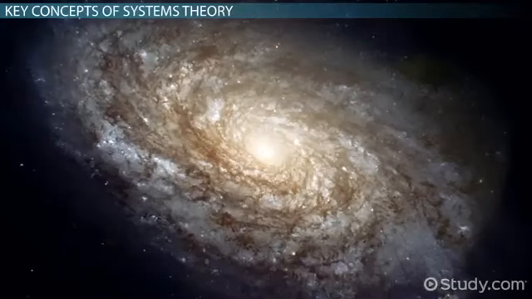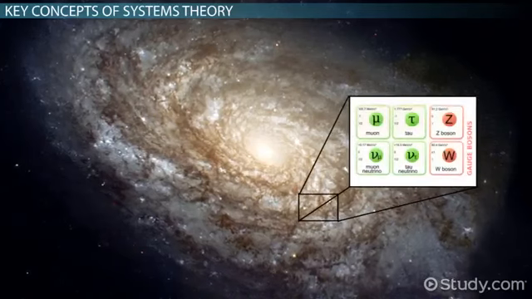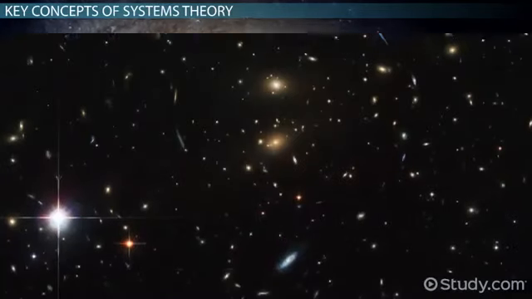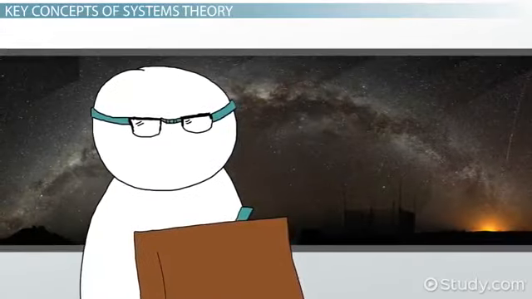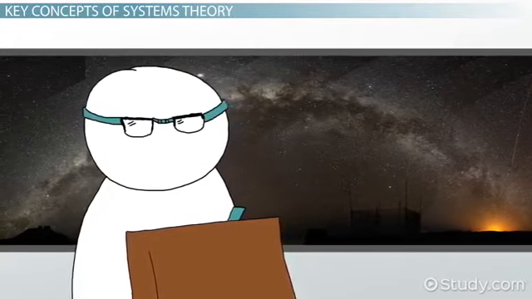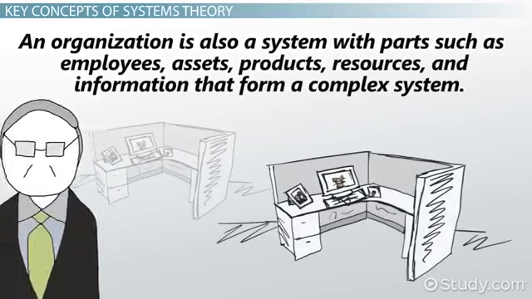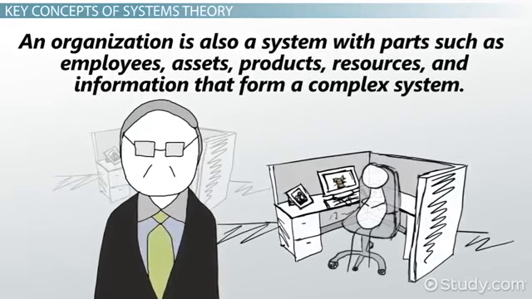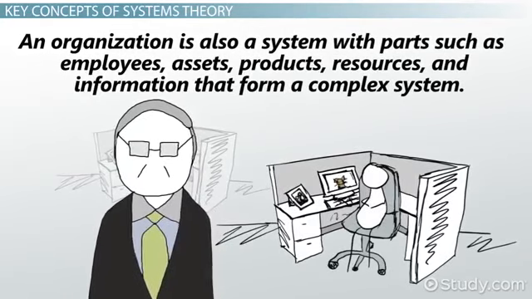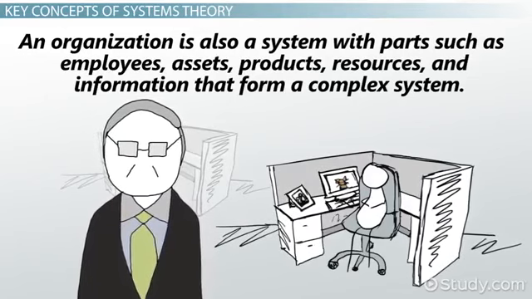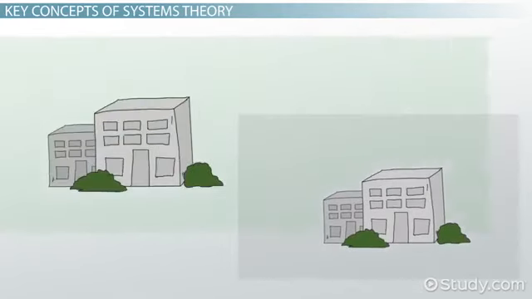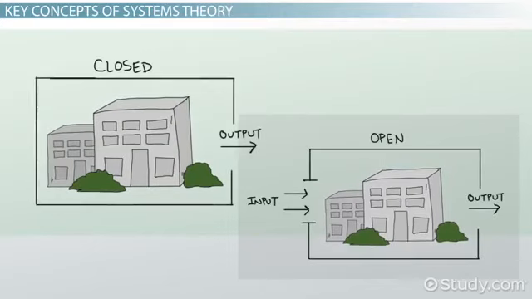Think of the universe. Its parts are as small as a subatomic particle and as large as galactic clusters. Each part is distinct but interacts to form the universe. An organization is also a system with parts such as employees, assets, products, resources, and information that form a complex system. As we noted in our definition, systems can be open or closed.